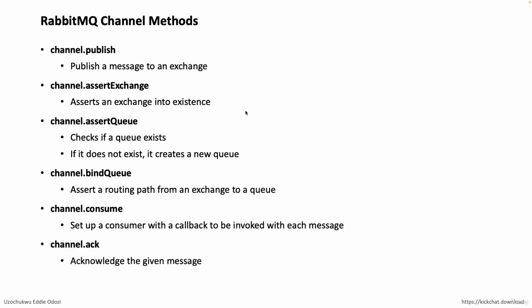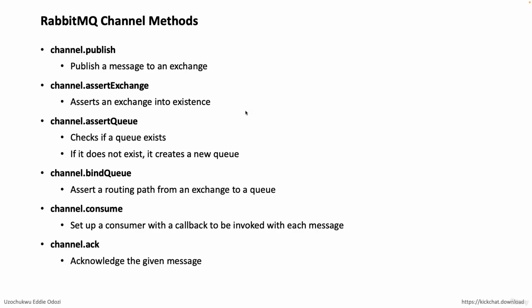And then lastly, we have the channel.ack. This ack is the method that acknowledges the given message. So for whatever message is published and sent via the exchange through the routing key, we can decide whether we want to acknowledge it. If we acknowledge the message, then it will be removed from the queue. But if we consume the message and do not acknowledge, the message will just remain in the queue. If you do that, it could get to a point where the queue becomes full, and then you start having problems with your queue.